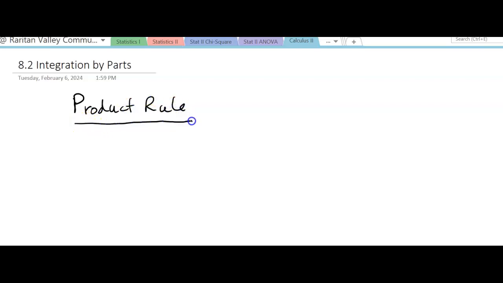And this integration by parts is basically going to use the product rule, or the undoing of the product rule, to help us solve some integrals that have products in them. So here we go. Let's recall it in a very basic form. If you have two functions, I'm going to call those functions u and v. I'm going to keep it very simple.